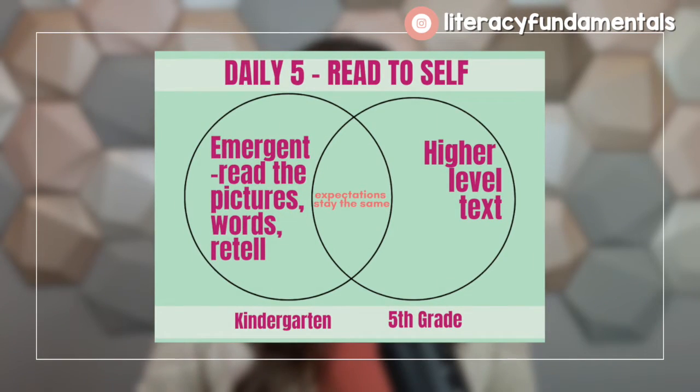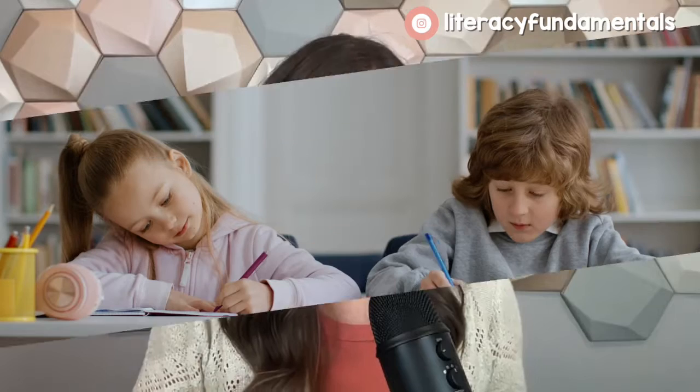So that's the biggest difference with read to self, is just knowing that in kindergarten, we can look at the pictures and tell ourselves the story, and that's okay. We don't have to be reading words. And in fifth grade, some kids are going to be looking at books that have fewer words, and some kids are going to be having middle school level text because they're ready for it. Okay, so read to self is the first one.